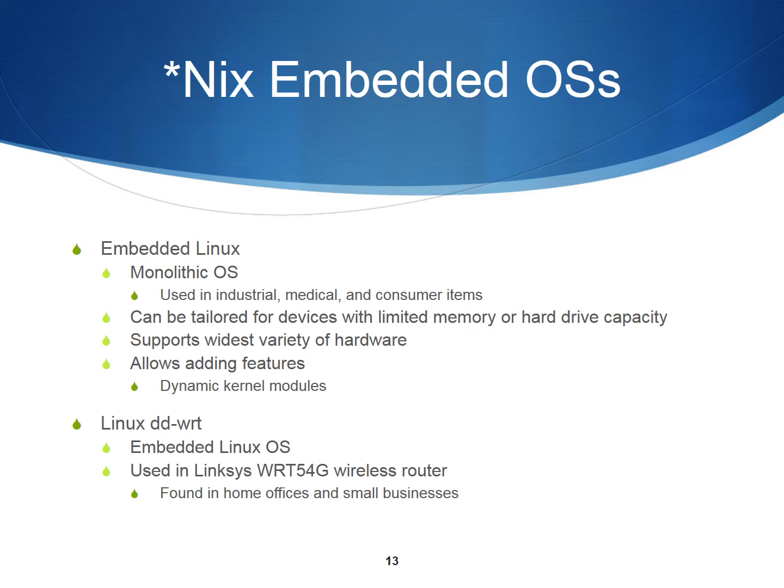*NIX embedded operating systems. Embedded Linux is a monolithic OS that is used in industrial, medical, and consumer items that can be tailored for devices with limited memory or limited hard drive capacity. It supports the widest variety of hardware and allows adding features such as dynamic kernel modules. Linux DD-WRT is also an embedded Linux OS that is used in the Linksys WRT54G wireless router that is found in home offices and small businesses throughout the world.